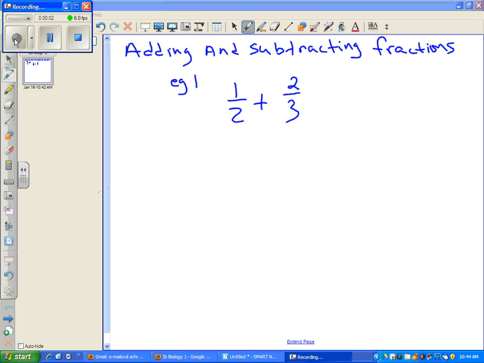Okay, today we're going to do a little bit of review. We're going to do adding and subtracting fractions. In example 1 right here, I have two fractions that have different denominators. Now you may remember that the denominator is the number on the bottom and the numerator is the number on the top. So this is the denominator and this is the numerator.